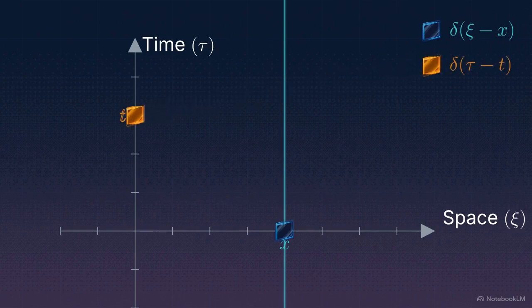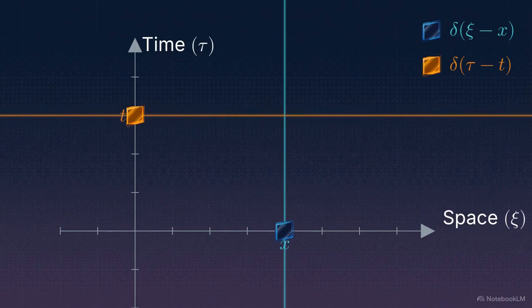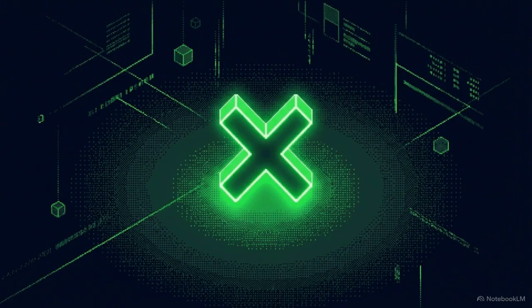Next, we introduce a temporal filter, delta of tau minus t. This command specifies only this moment, completely isolating a single frozen second. But without a spatial limit, that moment applies to everywhere in space simultaneously. We've defined here and now as independent, infinite lines. To trap our event, we need an operation that forces them to interact. So how do we combine these two independent filters?